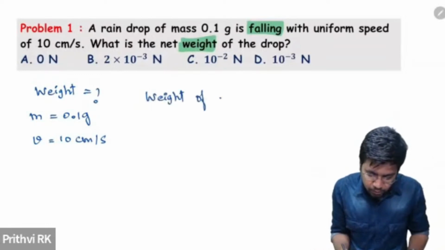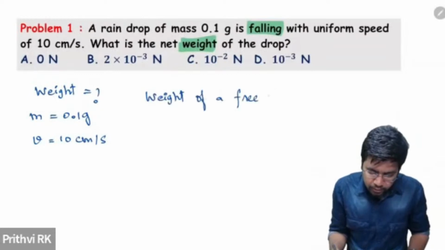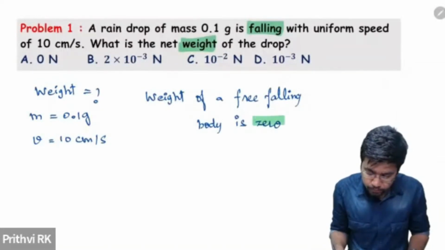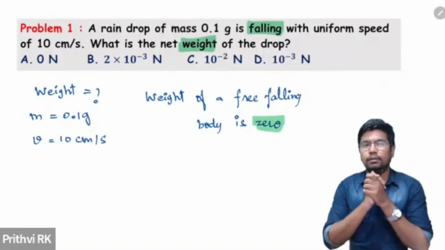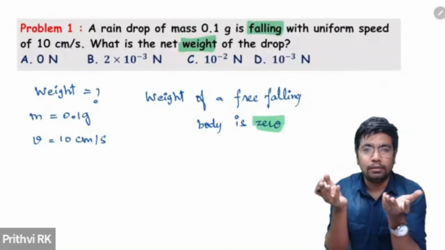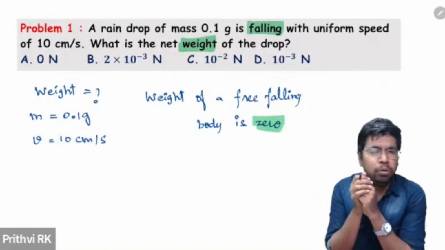Weight of a free falling body is zero. Okay, but why is it zero? It is falling, okay, but why is it zero?